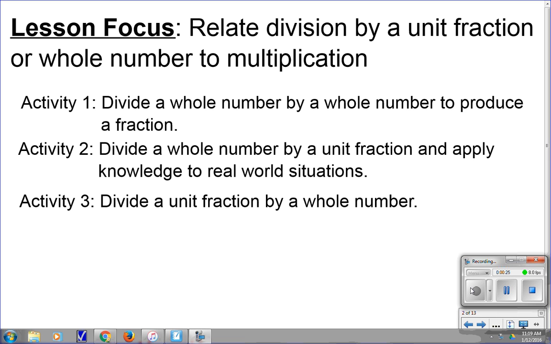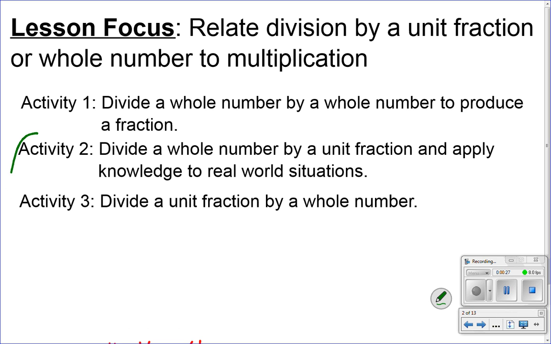Well, now we're going to move into the second two parts, which is dividing a whole number by a unit fraction. And remember, a unit fraction is like 6 divided by 1/4. And apply this kind of knowledge to real world applications. So in real world word problems. And then we're going to divide a unit fraction by a whole number in our third activity. So I want to pose a little bit of a question to you right now before we even go anywhere.